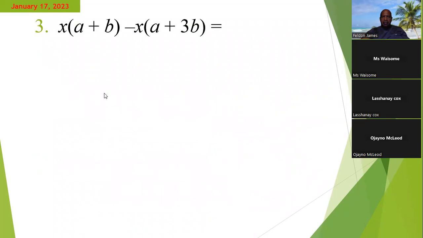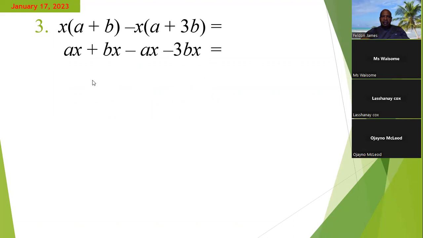Here, we have another one. Now, if we are to remove the brackets here, we would multiply distributively in the first bracket by x. So we get x times a gives you ax, plus x times b gives you bx, minus x times a gives you minus ax, and minus x times positive 3b gives you minus 3bx.